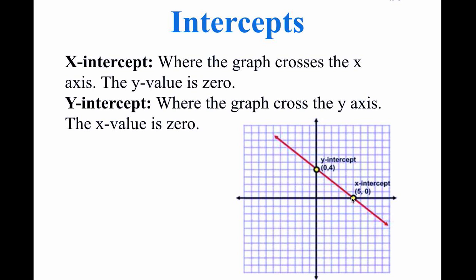where a point, or the graph, crosses the x-axis. So in this case, (5, 0) is an ordered pair, or x equals 5. Your y-intercept would be (0, 4), or y equals 4.